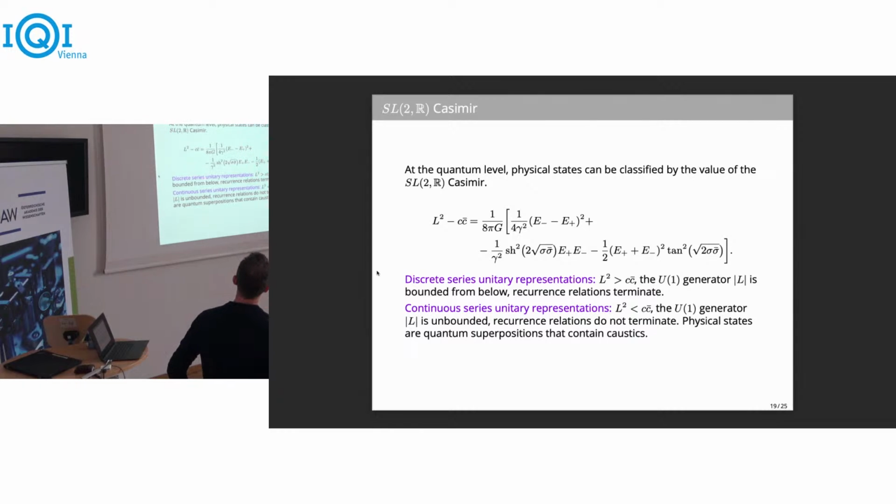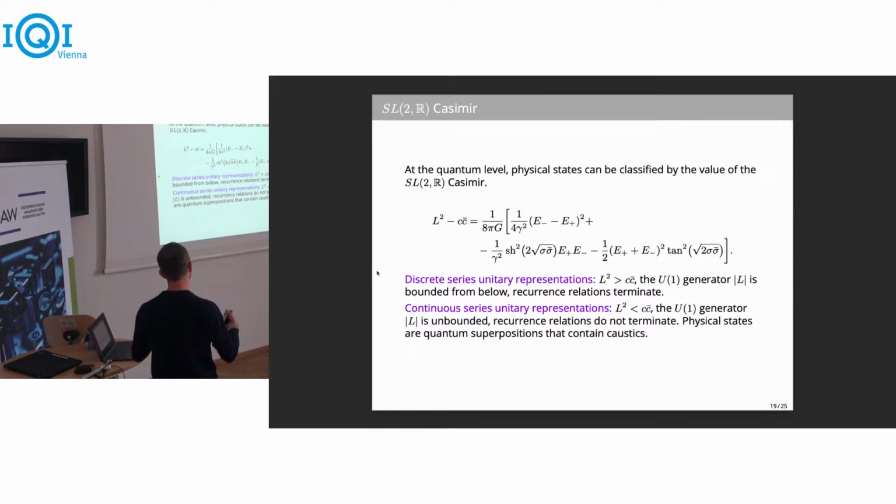And if the U1 generator wins, you are in the discrete series representations of SL2R. If the ladder operators win, you are in the continuous series representations. So there seems to be a transition happening between two representations, two quantum theories, or two regimes.